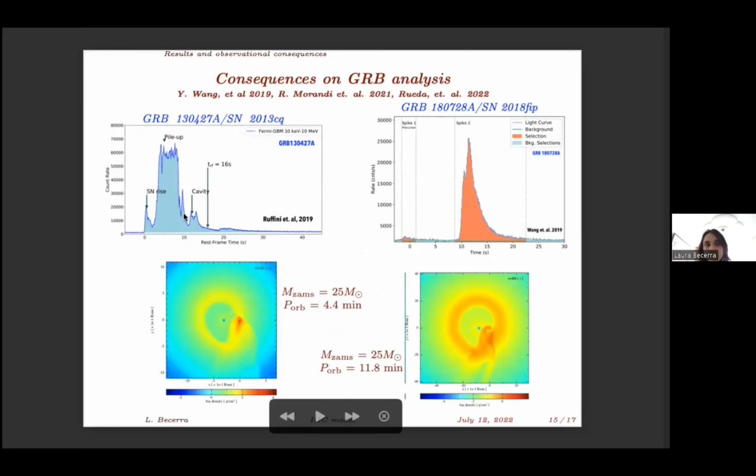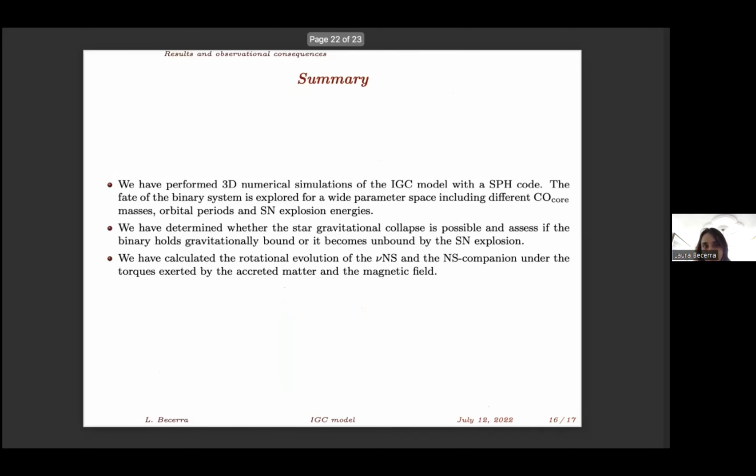For this GRB, the one on the left, we can associate a system of around 4.4 minutes, and for the one on the right, we can associate a system of around 11.8 minutes. The ratio of both systems is of the order of 2, and is consistent with the simulation that tells us that if we increase the binary orbital period a lot in the initial binary system, the neutron star could not collapse to a black hole.